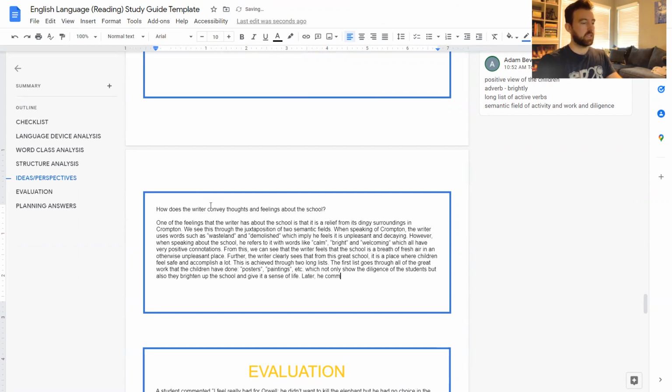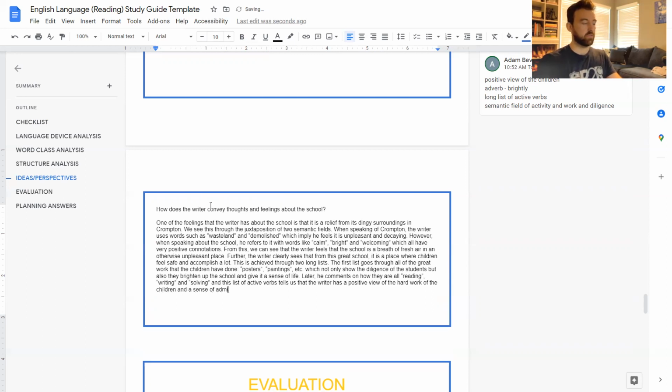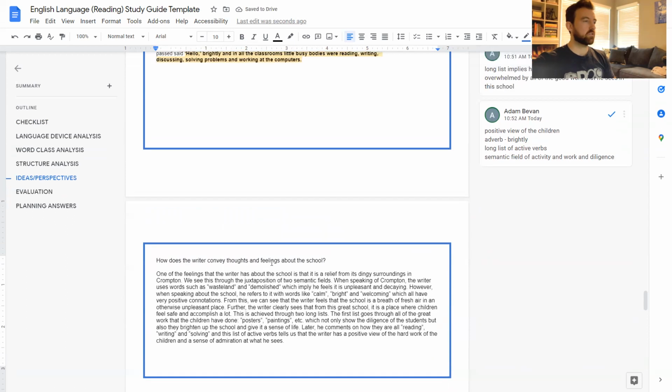Later, he comments on how they are all reading, writing, and solving. And this list of active verbs tells us that the writer has a positive view of the hard work of the children and a sense of admiration at what he sees. Okay, cool. So that's a paragraph on thoughts and feelings.